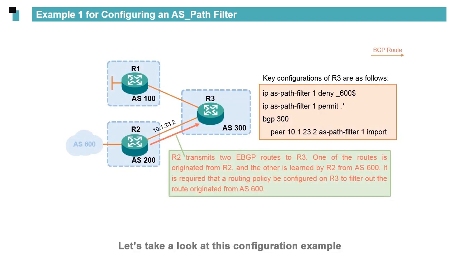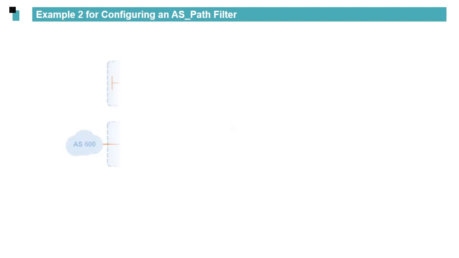Let's take a look at this configuration example. A router in AS600 sends a route to R2 in AS200. R2 sends the route as well as a locally originated route to R3 in AS300. It is required that a routing policy be configured on R3 to filter out the route originated from AS600.